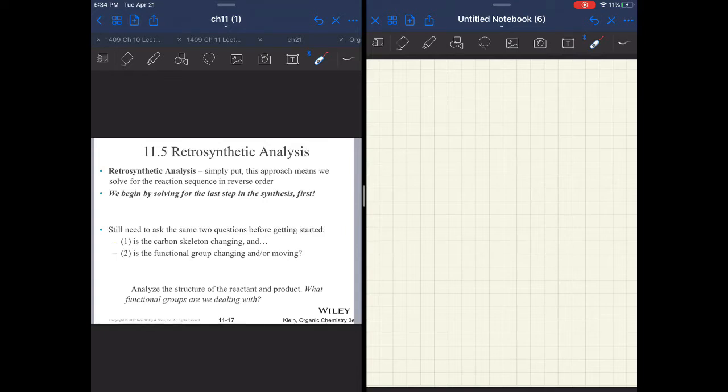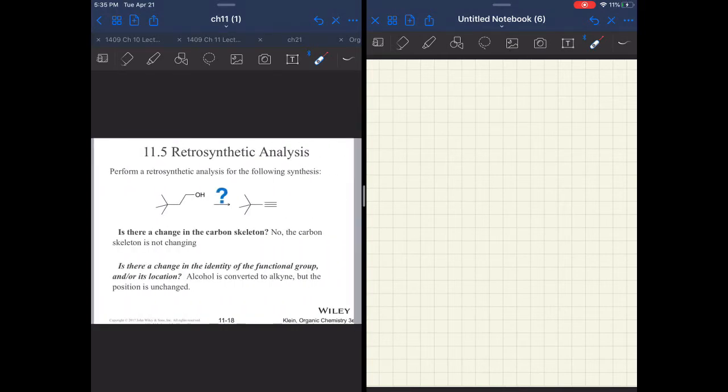And you still need to be asking yourself the same 2 questions. Is the carbon skeleton changing? Is the functional group changing and/or moving? You're still going to have to address those questions, right? But a lot of times a functional group in the product can help you design your synthesis.